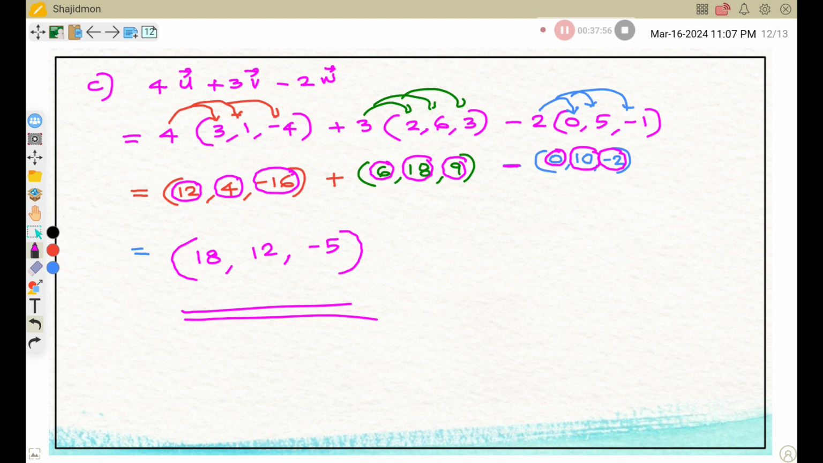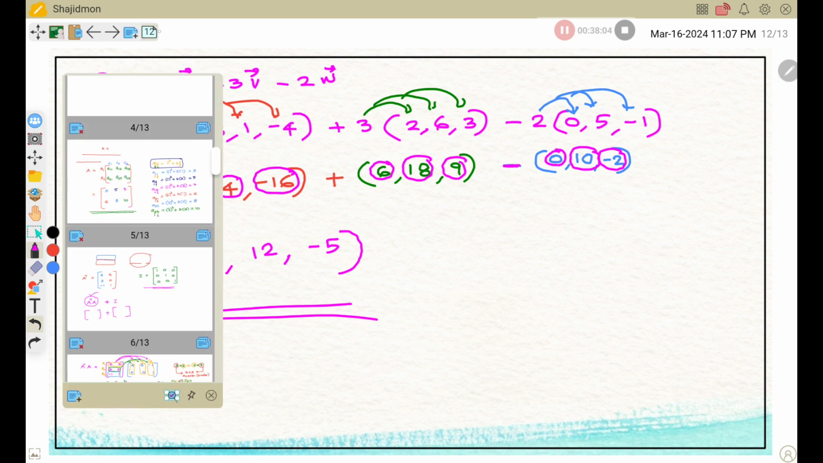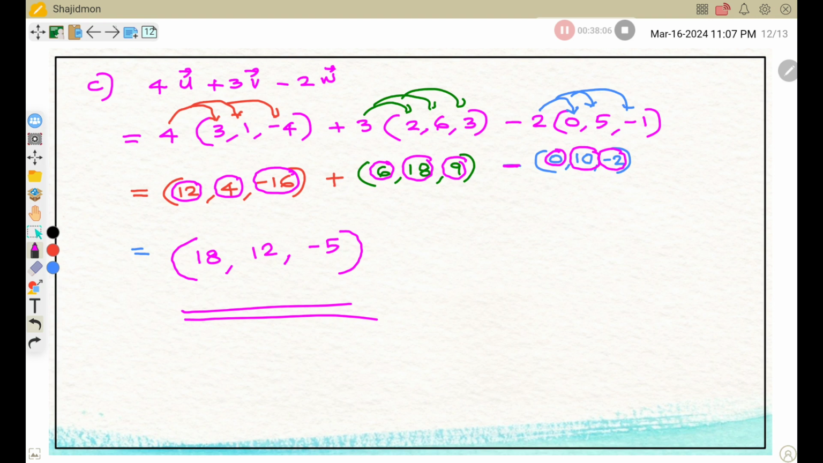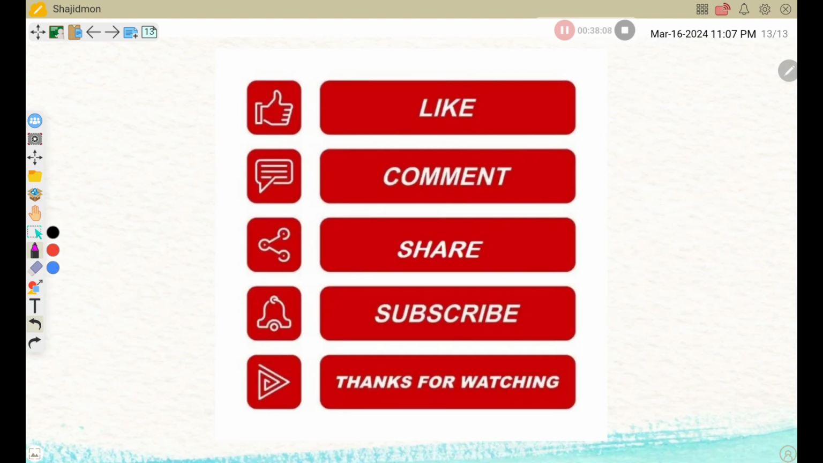I hope you understood this question also. So here we answered 4 questions from the topics in sections 2.1 to 2.3. I hope you understood this idea.